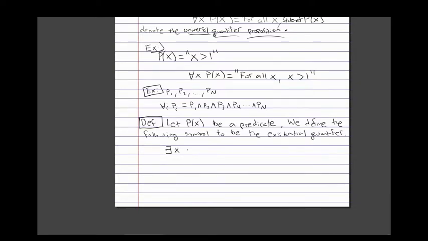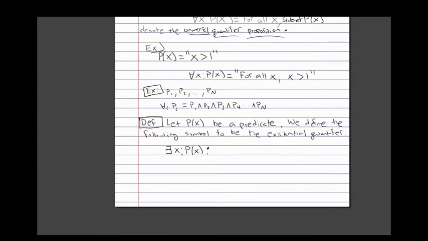We put x, P of x. And sometimes you'll see me also write a colon here just to be specific. You can do it for the existential and for the universal. You don't need the colon, but it is a common thing to put this colon here, separating the quantifier symbol from the actual predicate itself. So it's not necessary, but I do recommend it.